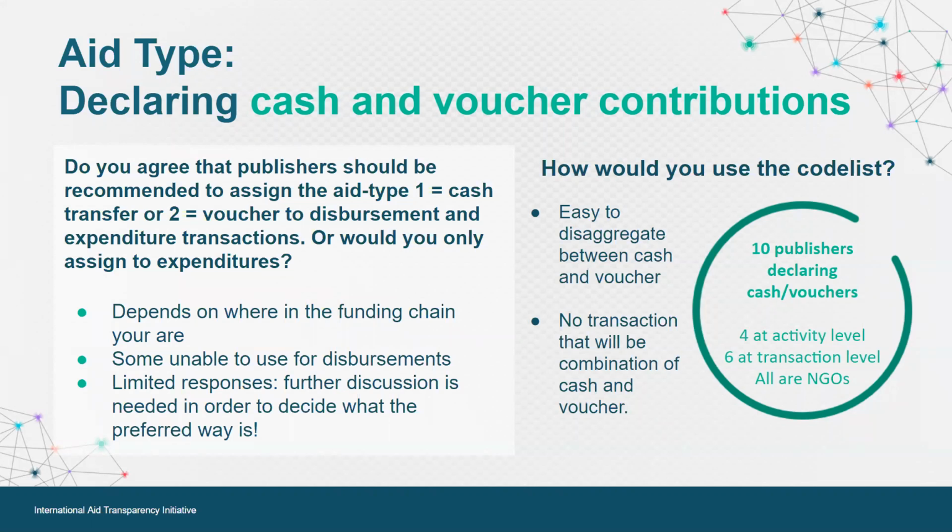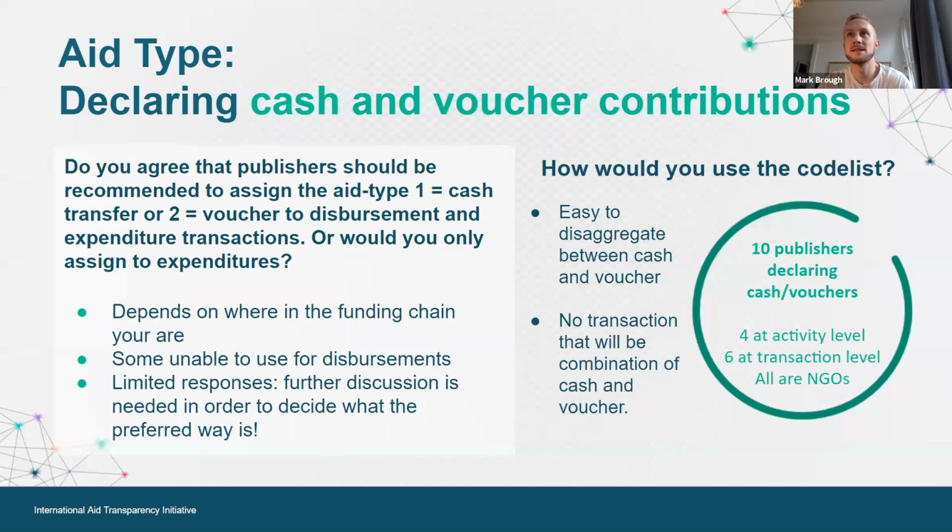And again, a very brief note from Mark on who is currently using the cash and voucher code list. Yeah, so again, here there's very limited data currently available. There are 10 publishers declaring cash and vouchers. It's a mix, four at activity level and six at transaction level. It looks like ActionAid UK is publishing both at activity and transaction, maybe depending on different activities. All of the publishers currently are NGOs as well, and in some cases rather smaller NGOs, with the exception of ActionAid UK, Danish Refugee Council, and Oxfam Novib.